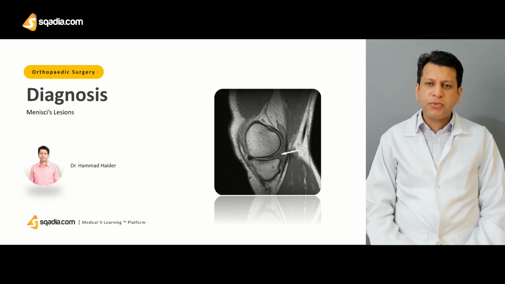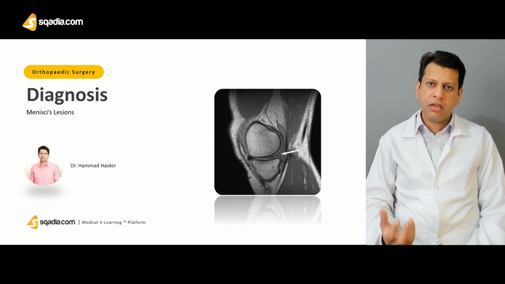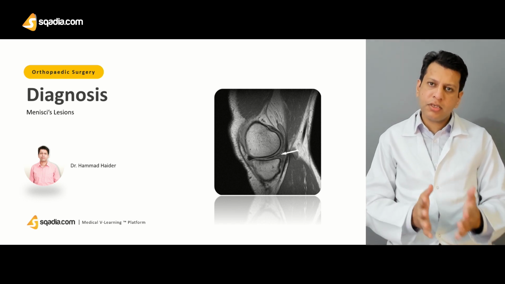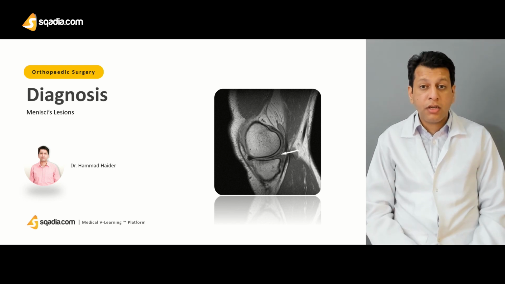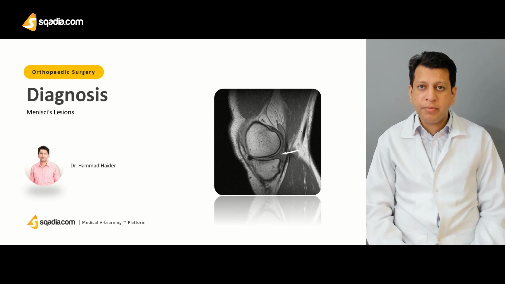So if a patient comes to you with these kind of symptoms, that is, pain, swelling, and sometimes maybe a snapping or locking or catching with the knee joint, how do you diagnose the patient as meniscal injuries or other associated injuries like ACL, PCL, or even the extra-articular ligamentous injuries like LCL or MCL injury?